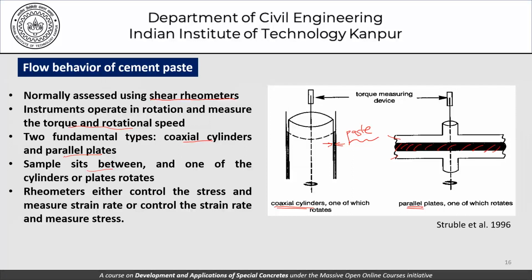So it's very much similar to having the UTMs where we have displacement control and load control. So in this case also we can either control the stress and measure the strain rate, or control the strain rate and measure the stress. It's important to think about what should be the size of these rheometers. What should be the opening or the spacing between these two plates?